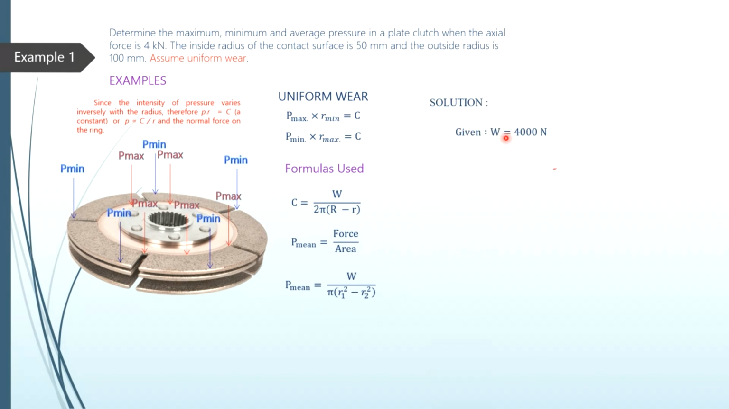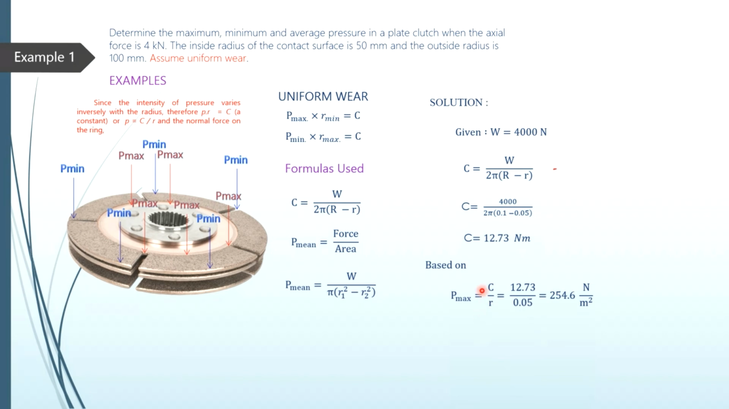So the solution here: W is given as 4,000 Newton. You apply this formula to find the constant C. W is 4,000, the outer radius 0.1, inner radius 0.05. So you can find the constant C of 12.73 Newton per meter. It's not Newton meter, this is my mistake here.